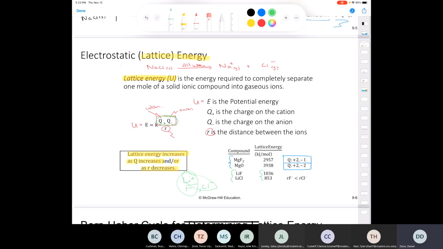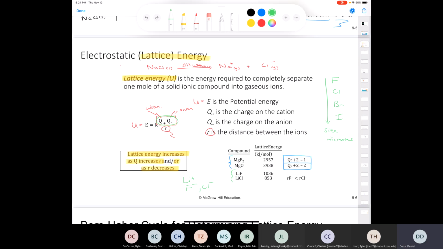Remember that as we go down a group, the halogens go fluorine, chlorine, bromine, and iodine. What happens to the atomic size as we go down a group? Size increases. So if chloride is larger than fluoride, that means you're going to have a bigger number in the denominator, which is going to result in a smaller lattice energy.